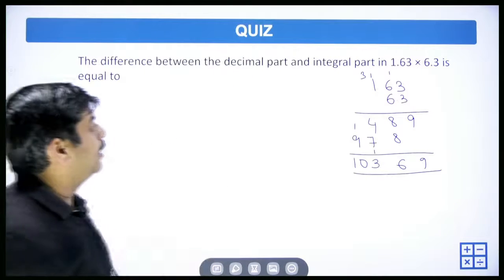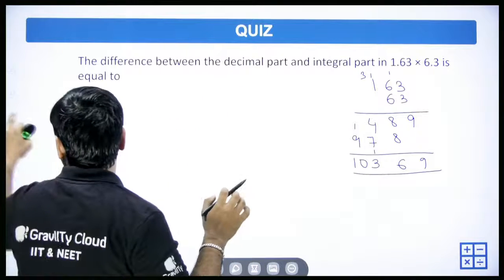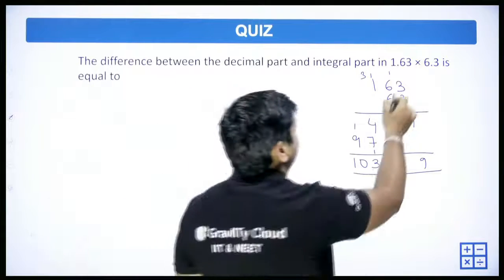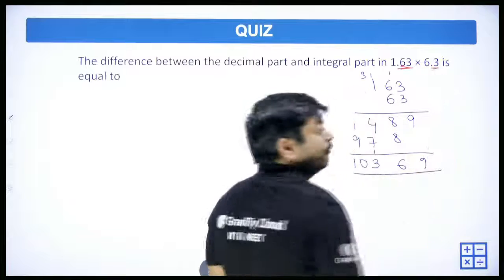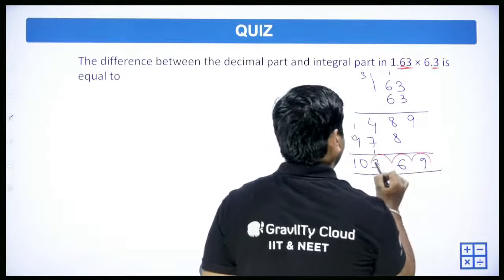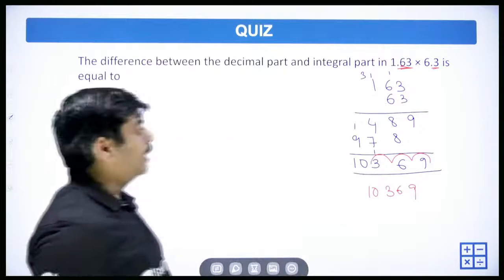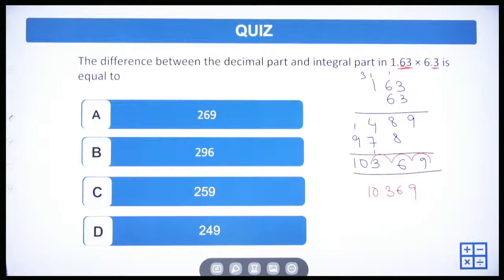Okay, now we need to take care of the decimal places. How many decimal places are here? 2, and here 1. So in total we have 3 decimal places, right? So come here: 1, 2, 3. So we'll get it as 10.369. Right? Okay, so next one.